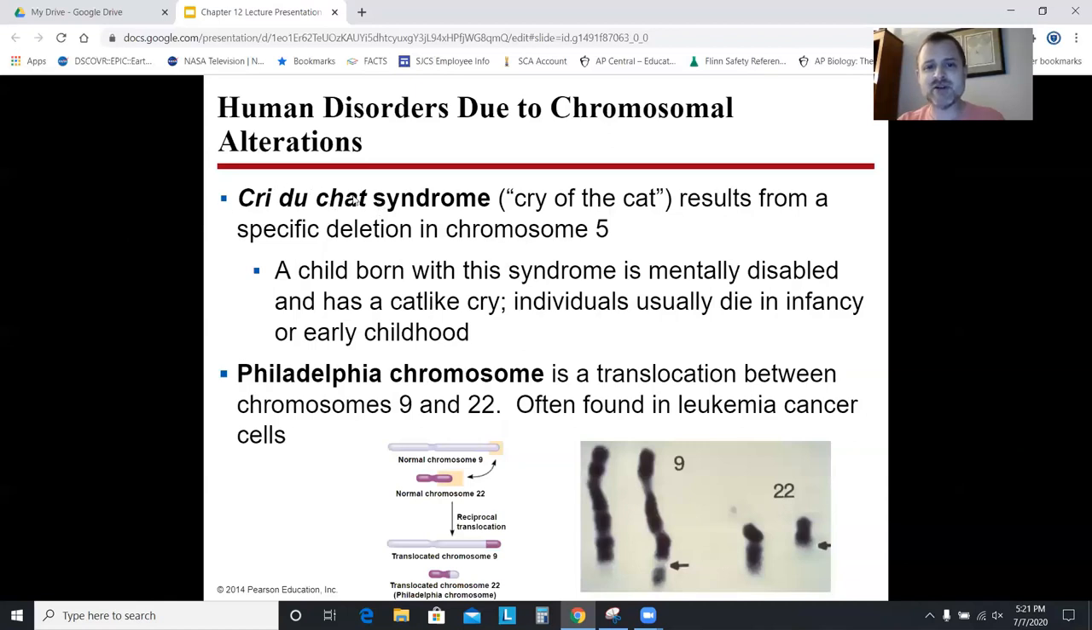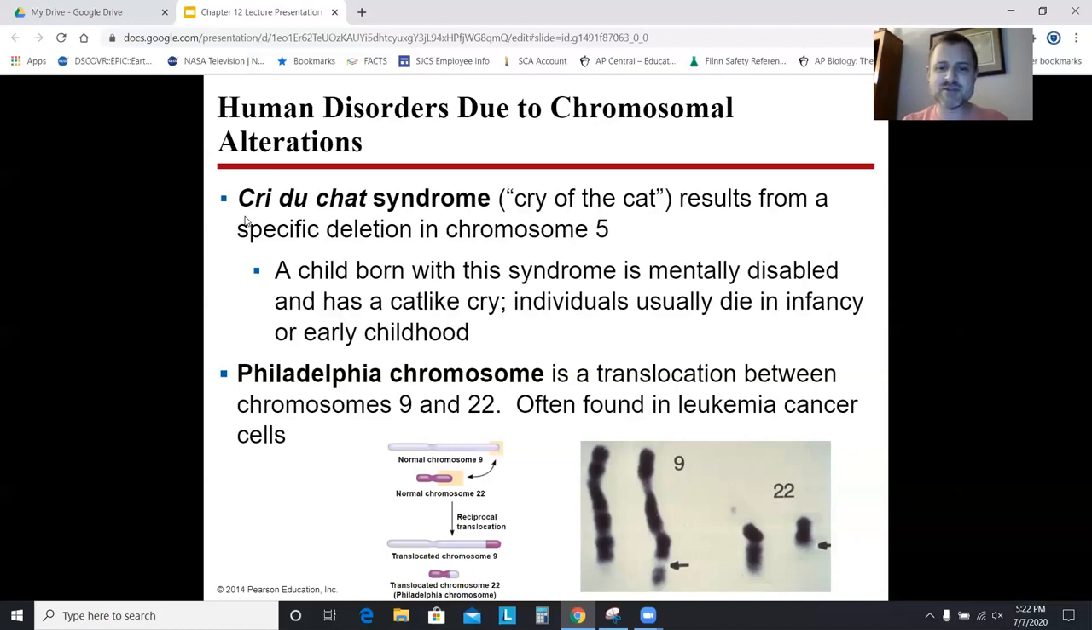Cri du chat syndrome, that's a French term, means cry of the cat. This is a disease. It's a specific deletion in chromosome 5. And I used to have a picture. I don't think I have it anymore. The name comes from the fact that kids with this have a cry that sounds like a cat meowing. Remind me in class, and I'll pull up a video of this. It's eerie how much it sounds like a cat. They die in infancy or early childhood. They have mental issues. I mean, it's a developmental problem. They're not going to survive.